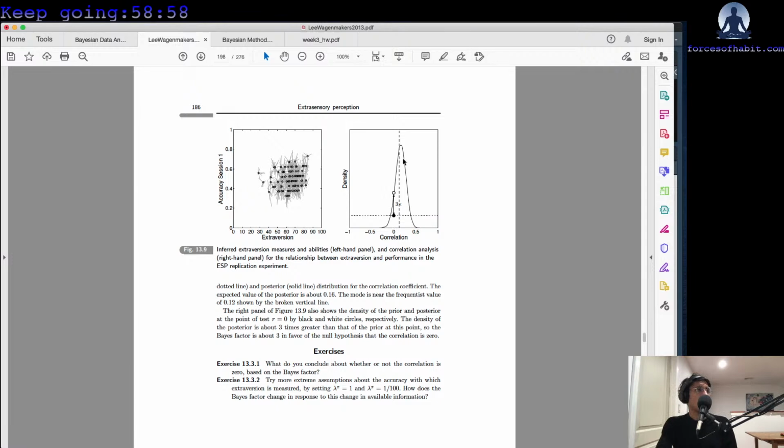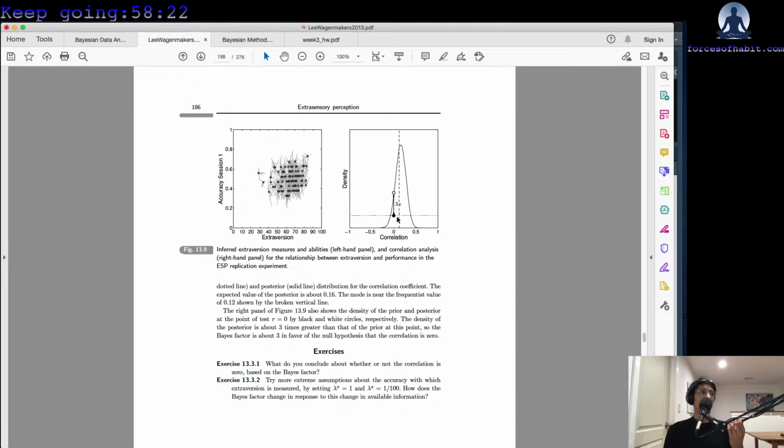So that's the mode. This is the mean, right? Or the posterior expected value, whatever you want to call it. And when we observe the evidence, the posterior is 3 times greater than that of the prior.